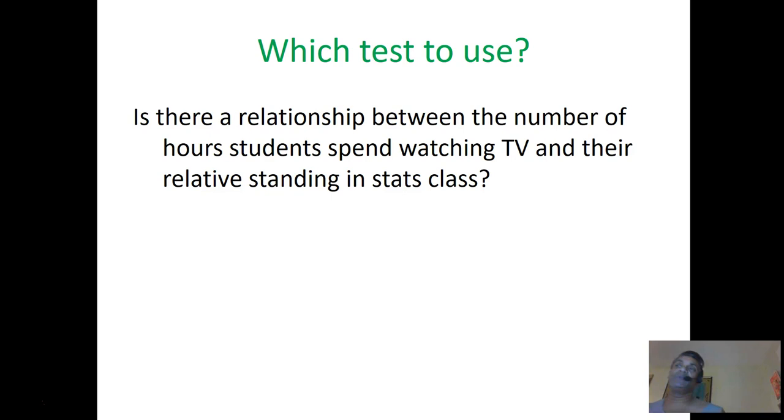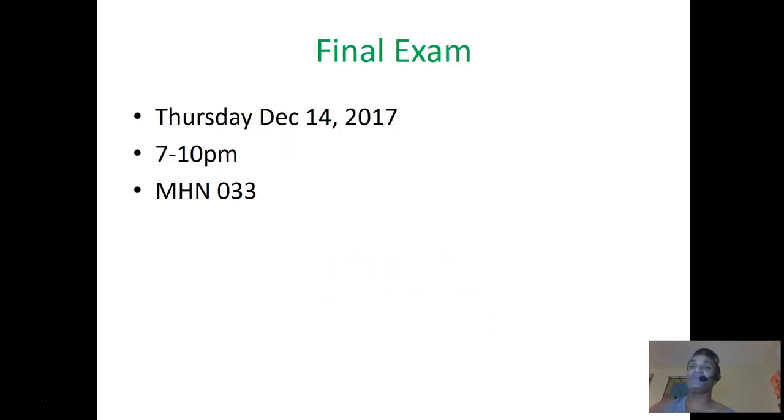Is there a relationship between the number of hours students spend watching TV and their relative standing in stats class? Okay, so what kind of variables are these? Number of hours students spend watching TV is continuous. Relative standing, that's ordinal. That's a rank. That's a giveaway, right? So we're comparing a ranked variable to something else. That's going to be a ranked coefficient, so a Spearman's rho. Ranked correlation.